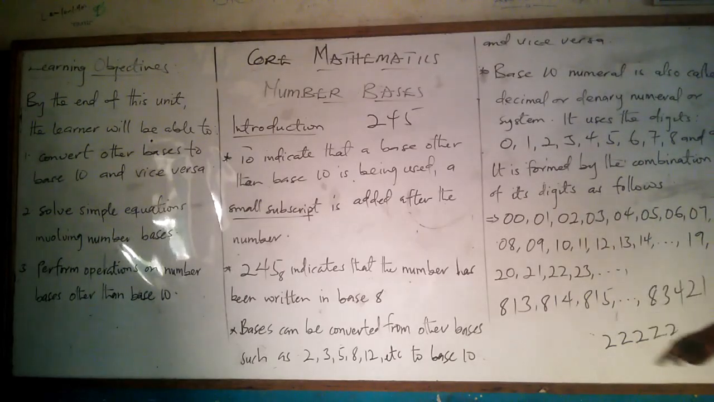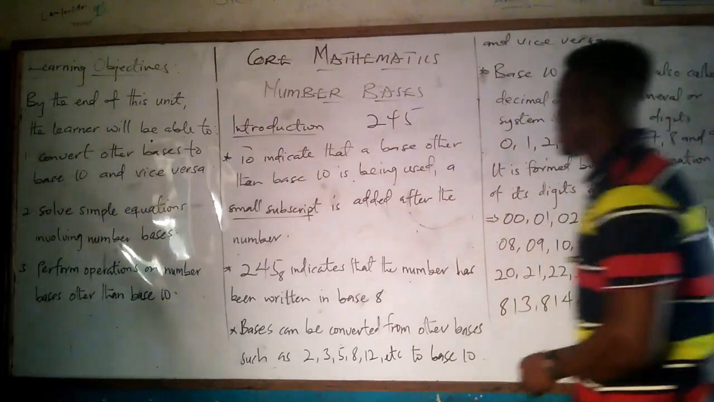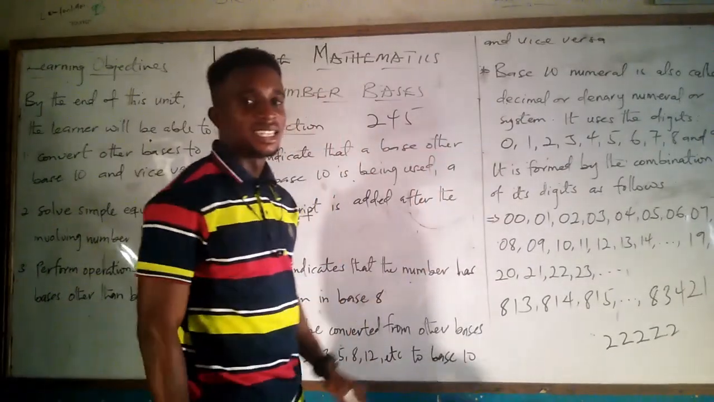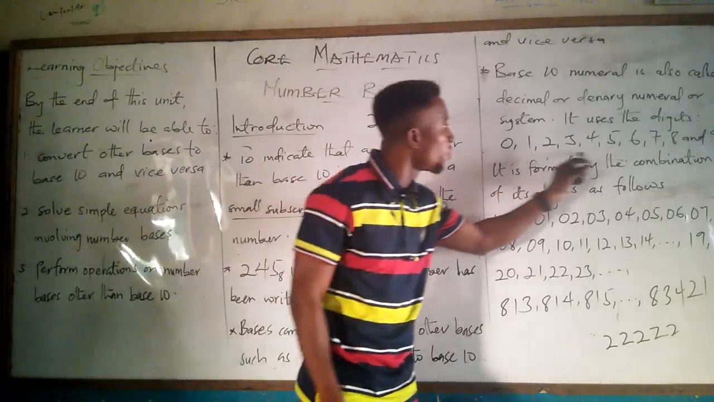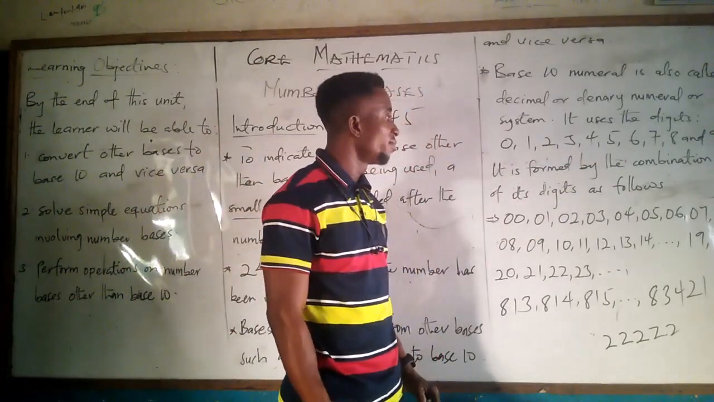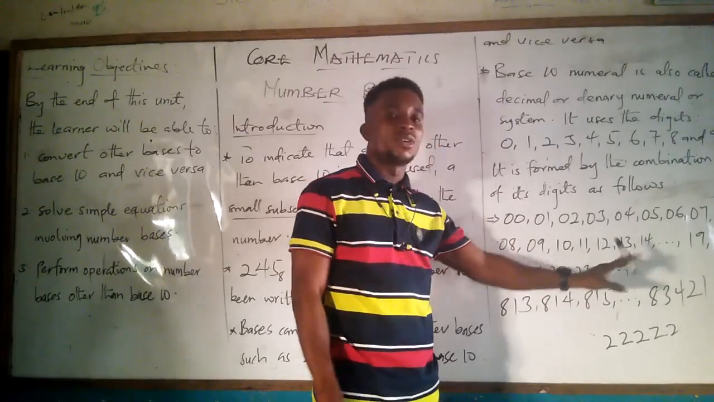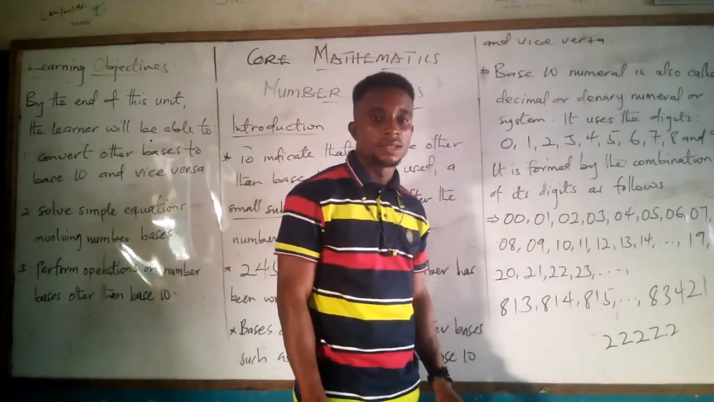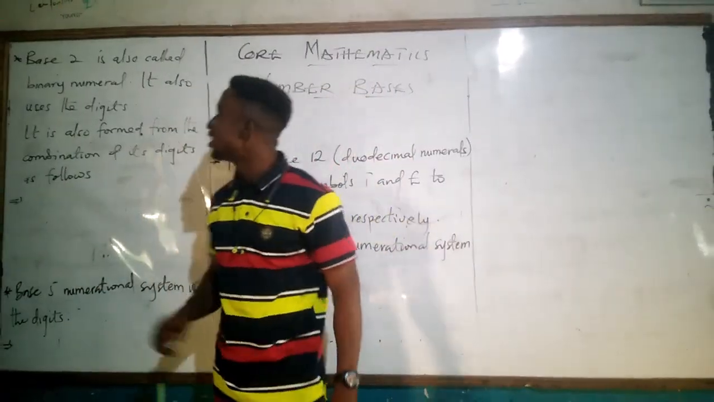I think we know this already. Okay, so understanding this, we can now proceed. So these are the digits for base 10, and how it is formed. Okay, now let's proceed.